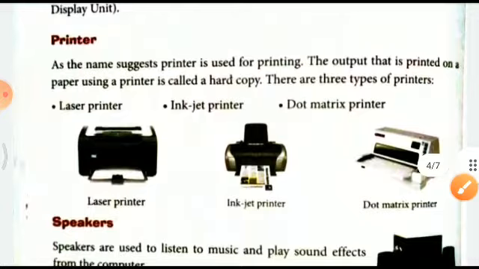Next we come to printer. As the name suggests, printer is used for printing. The output that is printed on paper using a printer is called a hard copy. There are three types: laser, inkjet, and dot matrix.